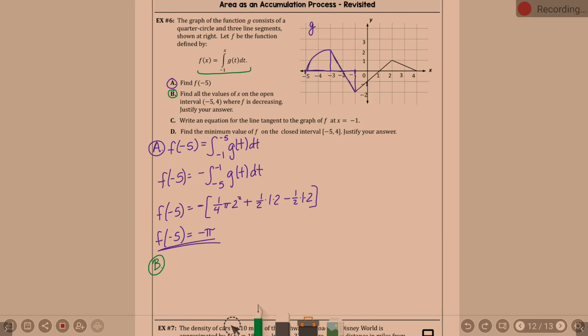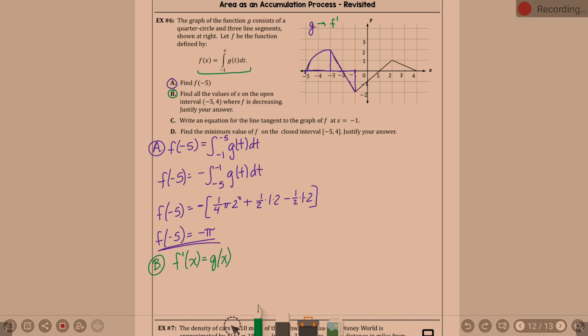Well, F is the integral of G, so what happens if we take the derivative of both sides? The derivative of F is going to end up equaling G. Is that a fair statement there? So we know that F prime of X is equal to just regular G of X. So when I say that this is the graph of G, it is also the graph of F prime. So this is a derivative graph.